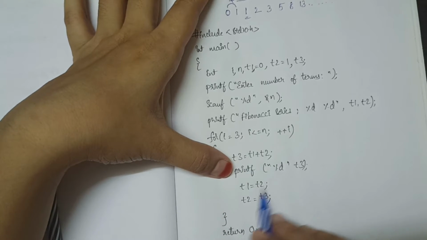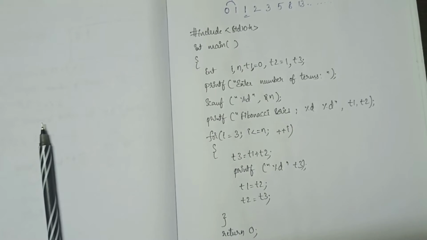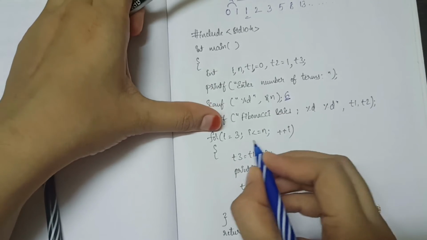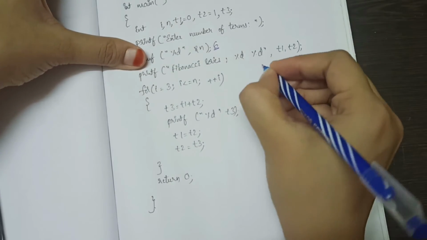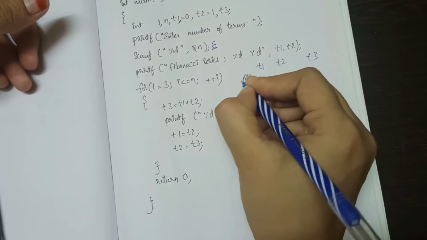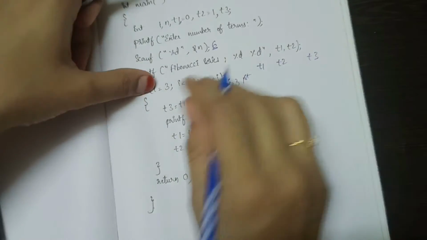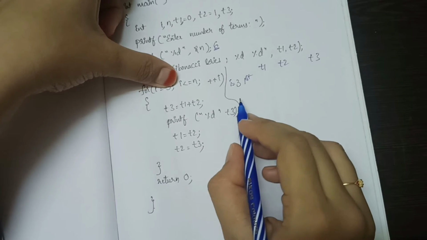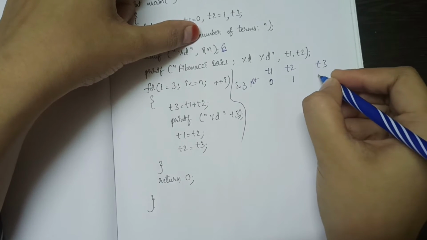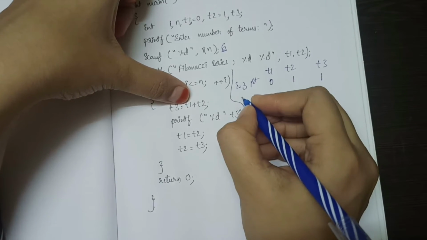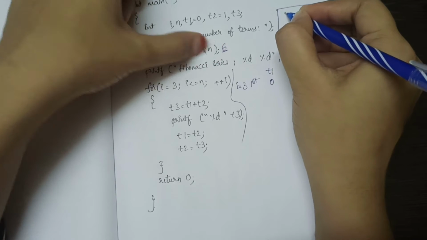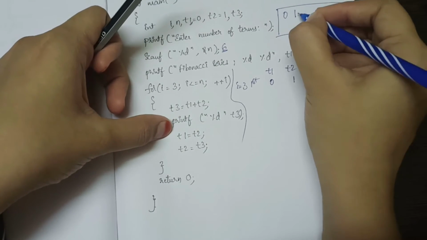So the value of T3 is 1. For example, let us take the n value as 6. In the first iteration, we have T1, T2, T3, and the value of i is 3. Let's see now. When i is equal to 3, it is the first iteration, and I already have the values 0 and 1 in T1 and T2. T3 is equal to T1 plus T2, which is 0 plus 1, is 1, and it will be printed on the output screen. In the output screen I have Fibonacci series 0, 1, and in the first iteration printf T3.